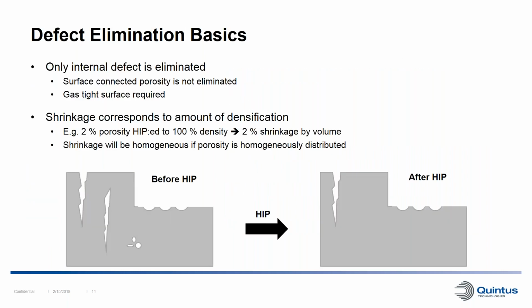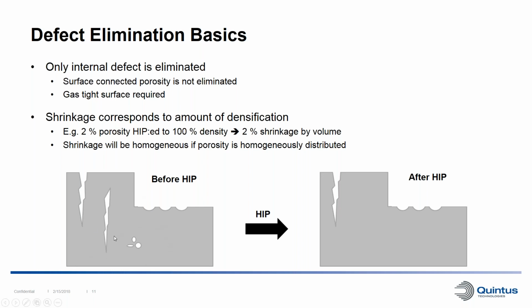One thing to note with hipping is that it will only eliminate internal defects. So any surface connected porosity or any surface connected feature will not be eliminated by the hip process, since the pressure medium can penetrate these features. So a gas-tight surface is a requirement for your component to be hipped. I have an illustration here down below.